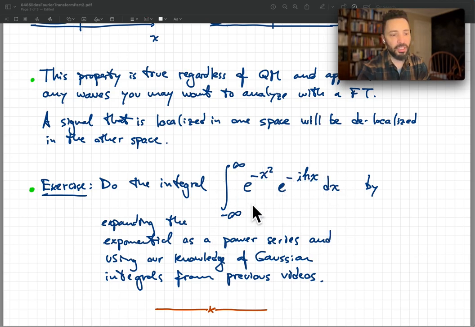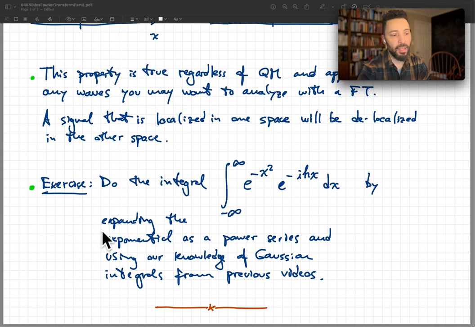This is, of course, a Fourier transform of this simple Gaussian. But you can try to do it by expanding the exponential as a power series. By the exponential, I mean this complex exponential here. Try to expand it as a power series and use the knowledge of the Gaussian integrals that we have from previous videos. Then you can do each of those integrals for each of the terms in the power series expansion of this factor.